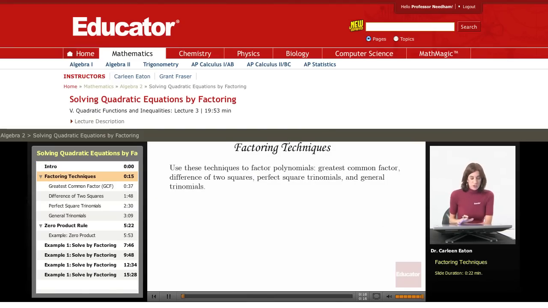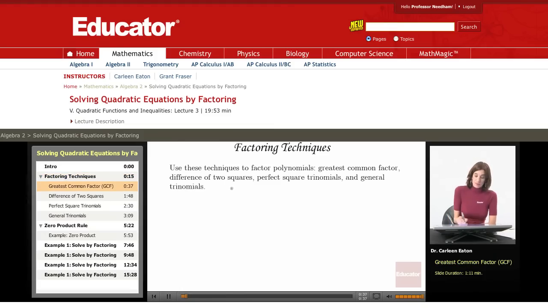So, first starting out with just a brief review of the different factoring techniques. And each of these are covered in depth in the Algebra 1 series. So if you're unsure on any of these, make sure you review that before you go on, because we're just using these techniques as a tool now to actually solve quadratic equations.